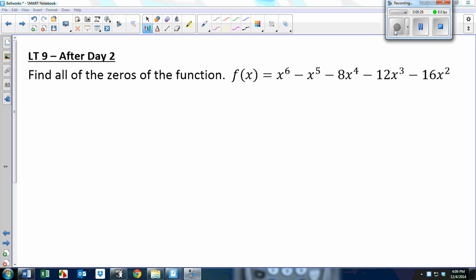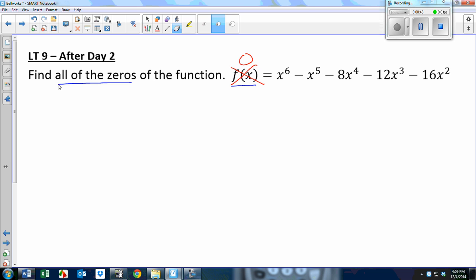In this bell work problem, finding all of the zeros is a change in directions, but they're only using the word zeros because we're looking at a function. If we changed f of x to 0 equals x to the 6, and so on, then they would be asking for the roots or solutions, because that would be appropriate for an equation. So the directions change, but what we do does not change.